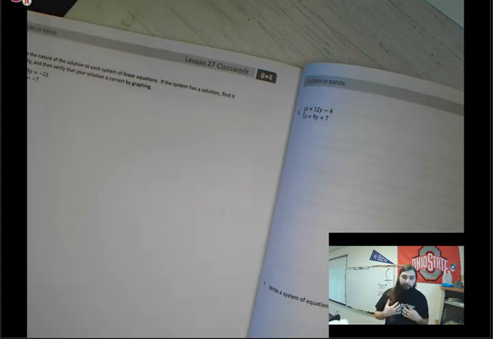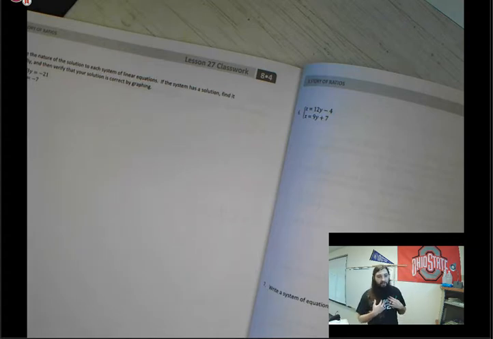Okay, substitution is my favorite method. It is the method that makes most sense to me. There is another method that we will be talking about a little bit later on, and that is called elimination. So we'll have some of those here in the future, but for right now we're going to deal with substitution. And substitution is going to work very well with the examples that we are going to do.